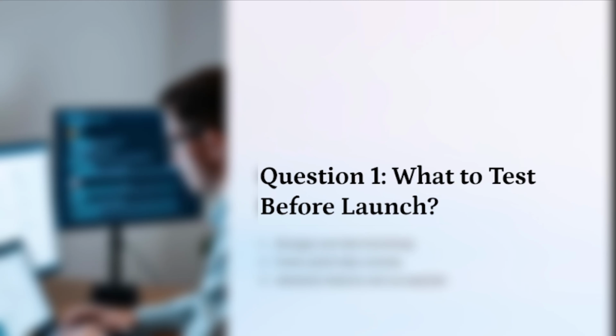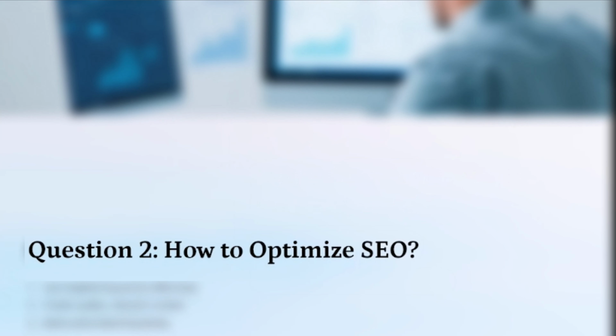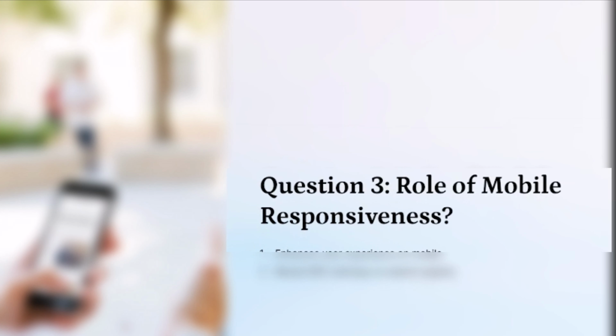So the first question is: what to test before launch. Before you launch your website, what are the 3 things that you should test? You should keep at least 3 things. Then the second question is, how do you optimize SEO, that is search engine optimization, on your website? How do you optimize your website for search engines? You should also give at least 3 answers to this as well. Then the third question is, what is the role of mobile responsiveness when it comes to your website? You should also give at least 2 answers to this as well.